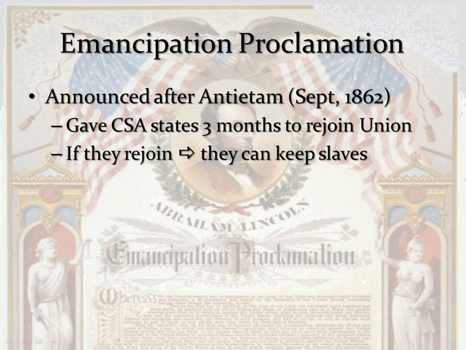If you don't, as of what date would they lose their slaves according to Lincoln? What date does this get signed? What date does this go into effect? January 1st, 1863 is correct. So if any southern states rejoin the Union by January 1st, 1863, they will keep their slaves.